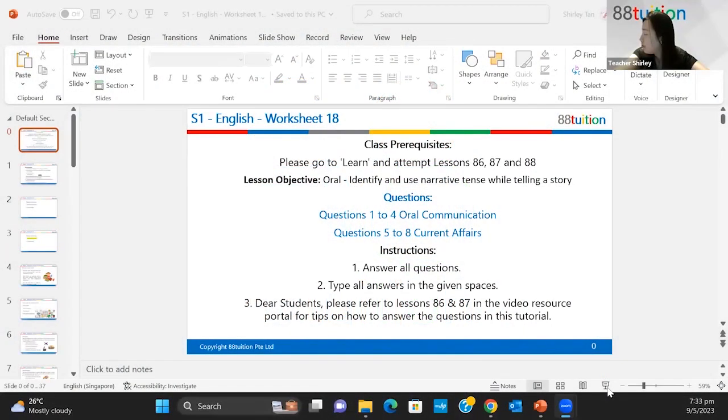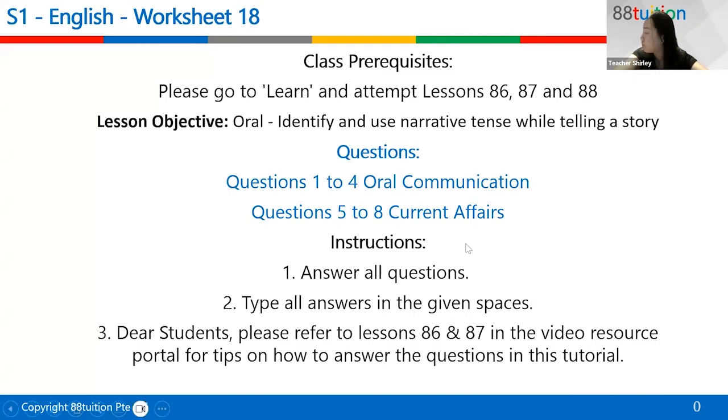Okay, so today we will focus on oral exam, oral communication. We have to be able to identify and use narrative tense when telling a story. Okay, what do we mean by narrative tense? Related tenses, we know that they fall under grammar. What kind of grammar should we use when we're telling stories?